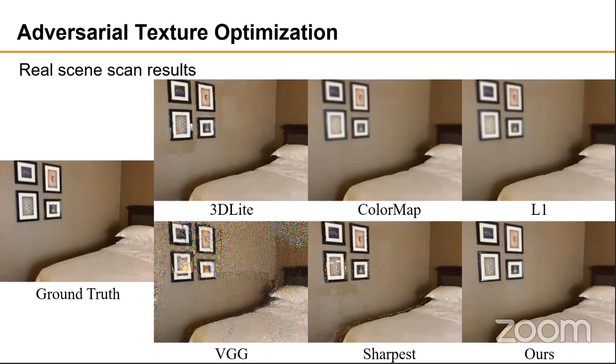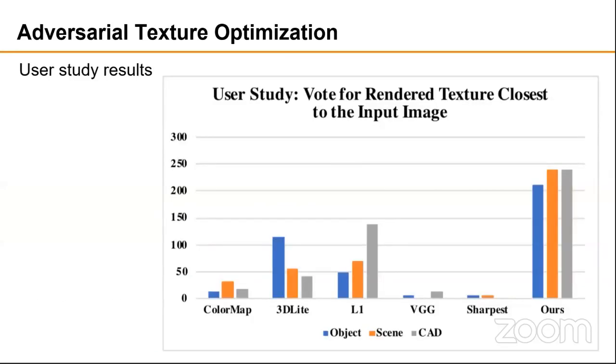This example shows a comparison of methods on data from scenes of ScanNet. Again, our results have less blurring and artifacts than the others. Finally, results of a user study suggest that training an adversarial loss to be tolerant to misalignments is a better way to optimize textures for real RGBD data than previous methods that use handcrafted parametric models to try to fix the misalignments. Please refer to the paper for details.